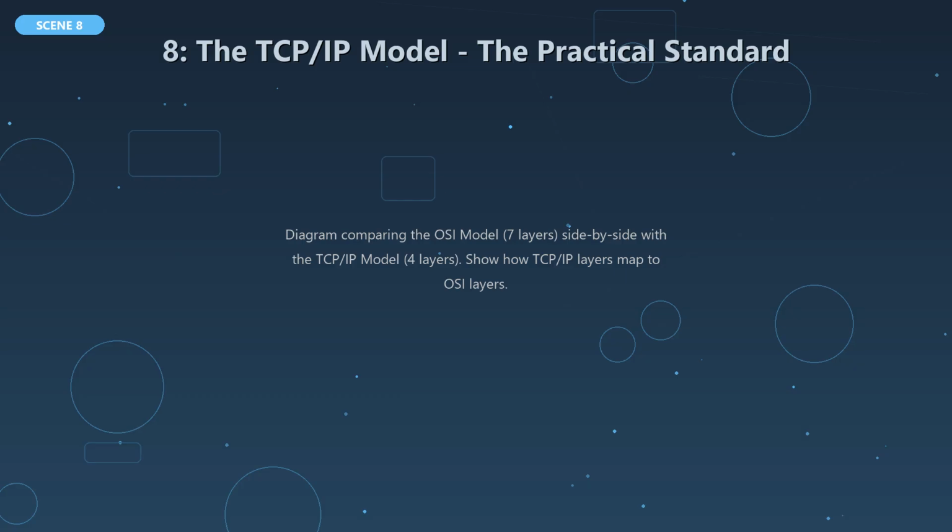4. Network access layer. This layer combines the OSI data link and physical layers. It deals with the physical transmission of data frames over a specific network medium, including hardware addressing, MAC addresses, medium access control, and the physical characteristics of the network interface. Ethernet and Wi-Fi are examples of technologies operating at this layer.